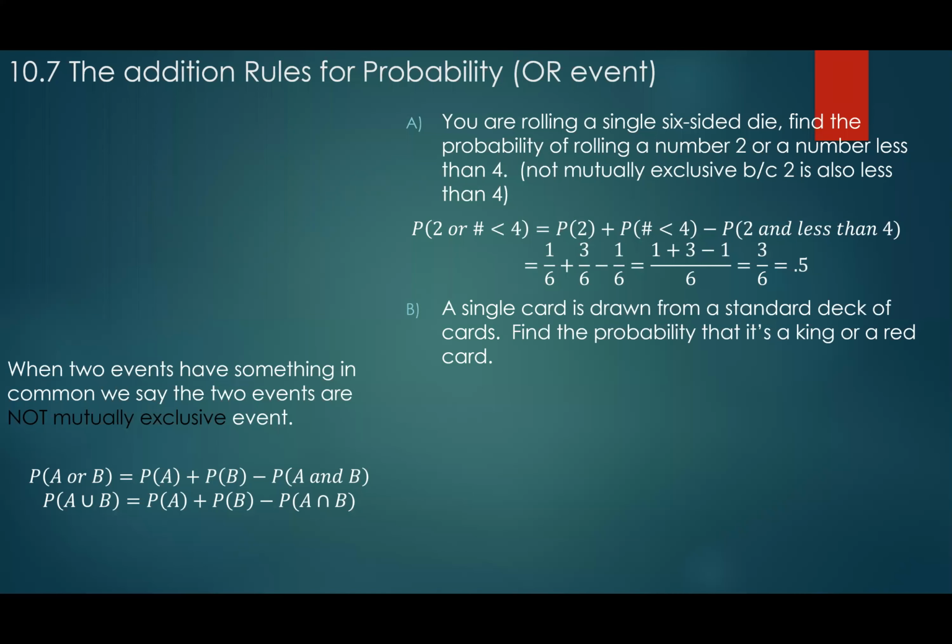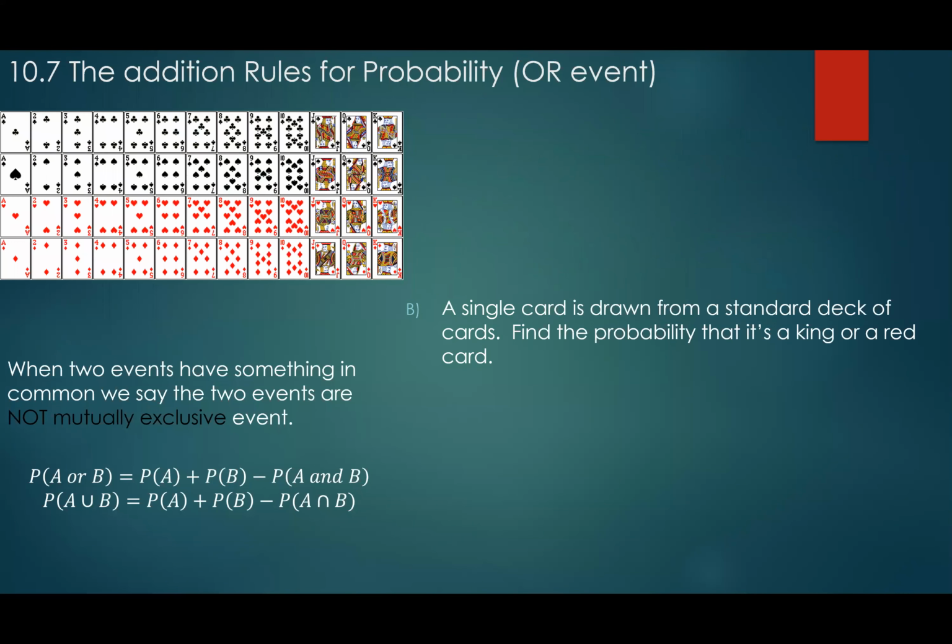So let's say a single card is drawn from a standard deck of cards, and if you don't know the standard deck of cards, this is the standard deck of cards. We have 52 cards from ace to king, and they are divided into 4 different suits, right? We have a club, a spade, the heart, and the diamond. So again, this is your standard deck of cards. So this is what they ask you: find the probability of a king or a heart or a red card. So everybody see that we need to find the probability of a king.